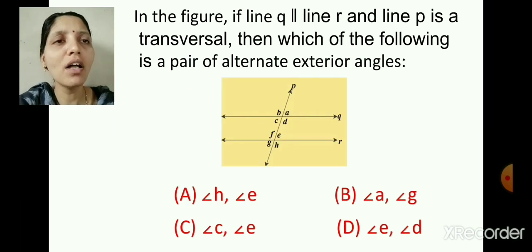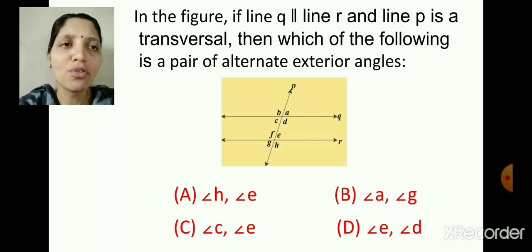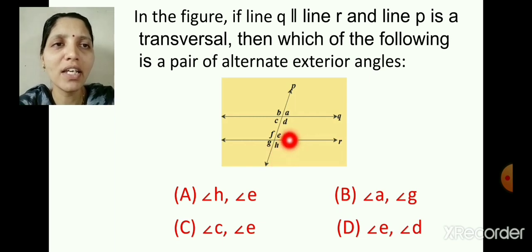Now see the next question. In this figure, if line Q is parallel to line R and line P is a transversal, then which of the following is a pair of alternate exterior angles? Now we have to find the alternate exterior angles. So first you have to see all the options. What are the options given? Angle H and angle E. Where are angle H and E? These are not alternate exterior angles. These are a linear pair. So this is not an option.